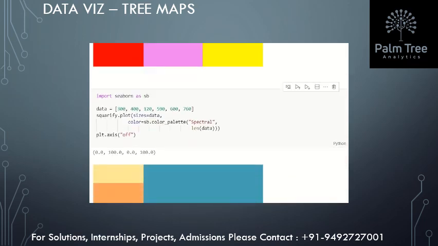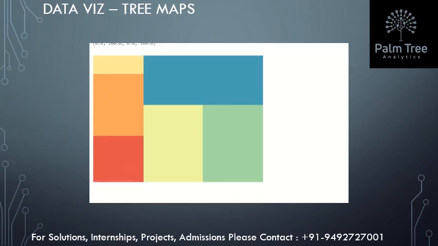And then we can see another example, where the data given is 300, 400 and so on, and we are using the Seaborn colors, also the spectral colors, and based on the length of data, the corresponding tree map is given like this.